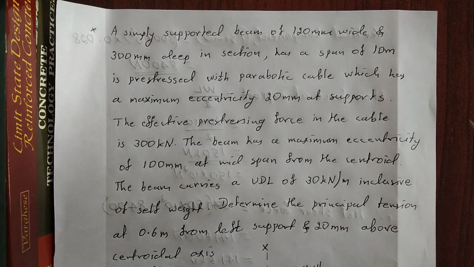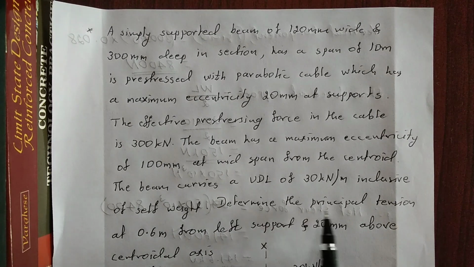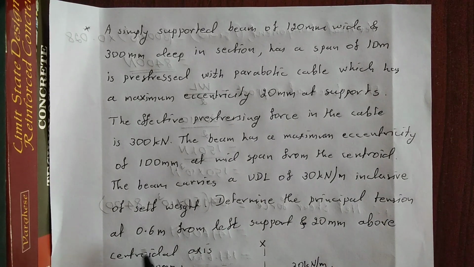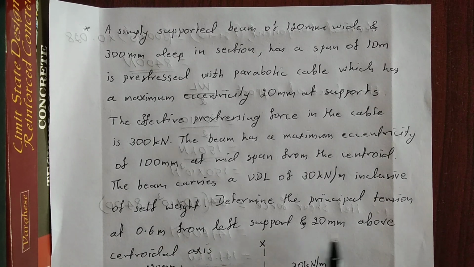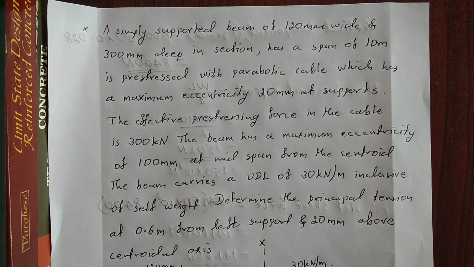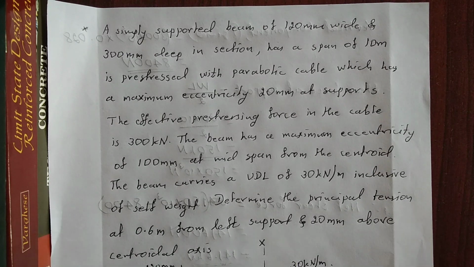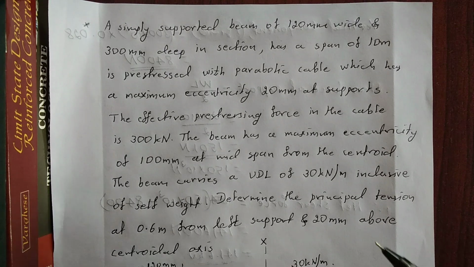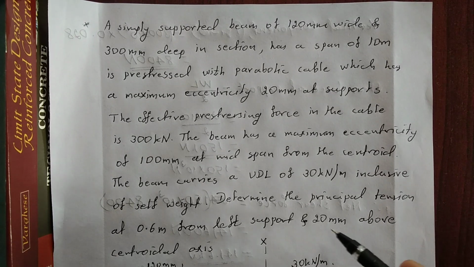Today we will go through one more problem regarding a principal stress calculation. That is, here they have asked in this problem, determine the principal tension at 0.6 meter from the left support and 20 mm above the centroidal axis. That is asked. Okay, 0.6 meter from the left support and 20 mm above the centroidal axis. There you have to calculate the value of principal stress. This is needed for the shear stress calculation.